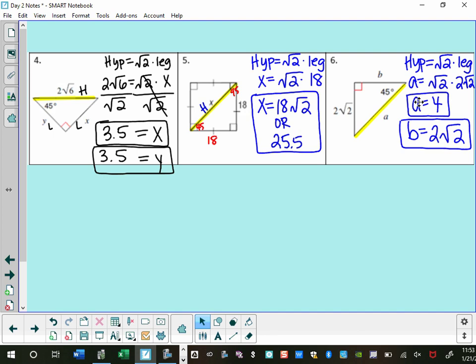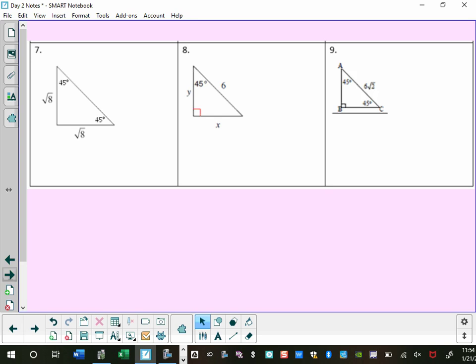Okay, we're going to change gears. I think we've mastered the 45, 45, 90 triangle. When you get back from lunch, you're going to do 7 through 9 for practice. It is not time for lunch at all. When you get back, that's what you'll be working on. We'll go over the answers. So go ahead and turn the page.